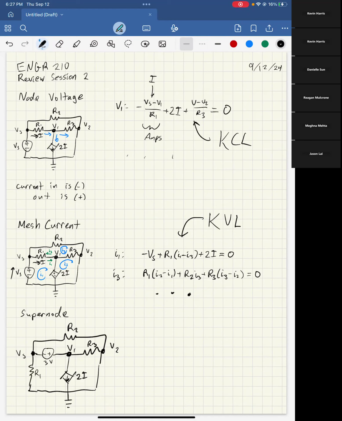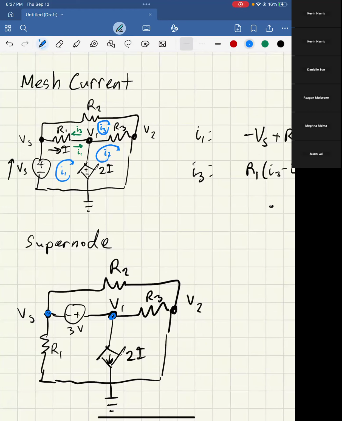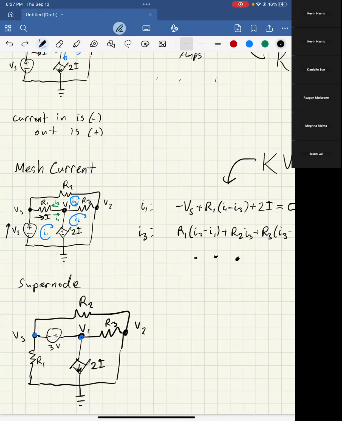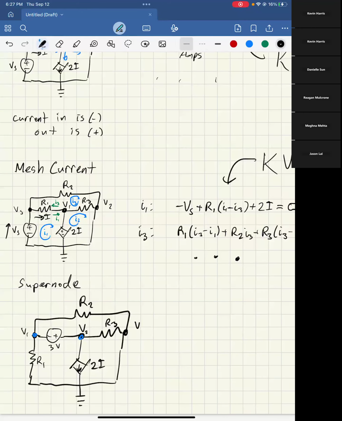So the issue with node voltage here is that when you try to write the node equations for this node and this node, you have some unknown current here that makes your equations really hard to deal with. So what you do instead is you utilize the fact that this voltage source tells you directly that, let me rename these real quick, so now this is V1, V2, and V3.